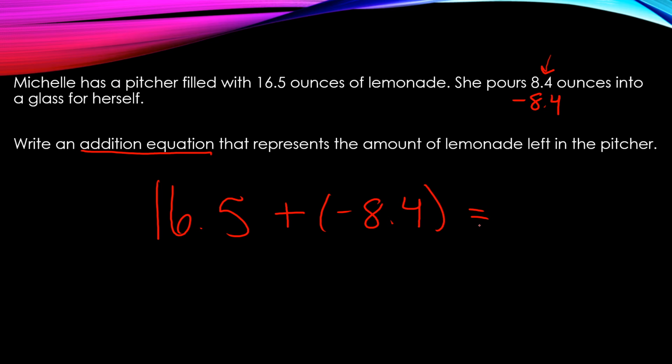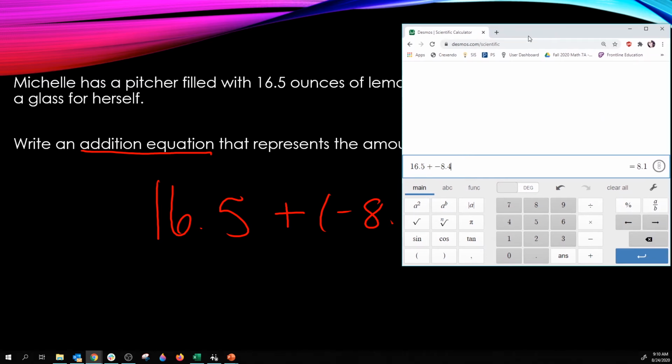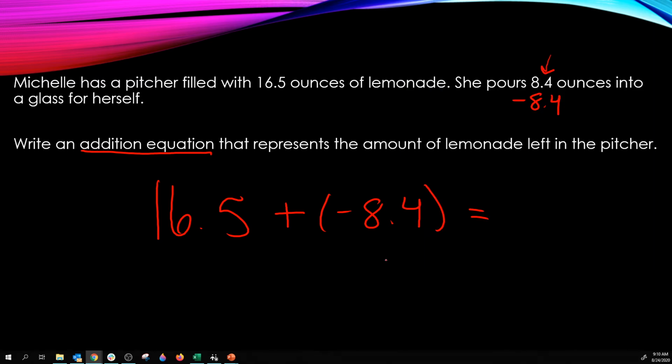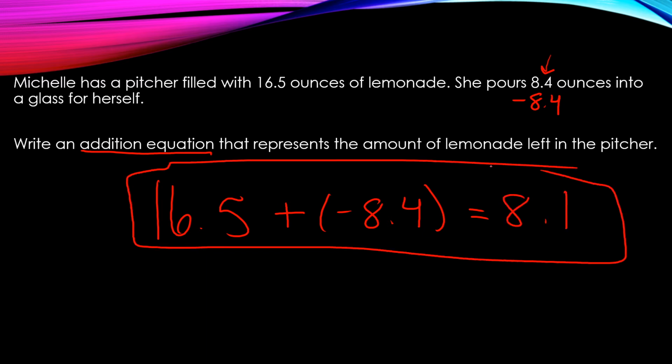And then the last thing that we need to do here is figure out, well, what does this equal? And again, type it into a calculator. Okay, so 16.5 plus negative 8.4. When I type that in, I get 8.1. So this whole equation is what you would want to type in for your answers. You should have 2 decimals, don't forget your plus sign, and you should also know what it equals.